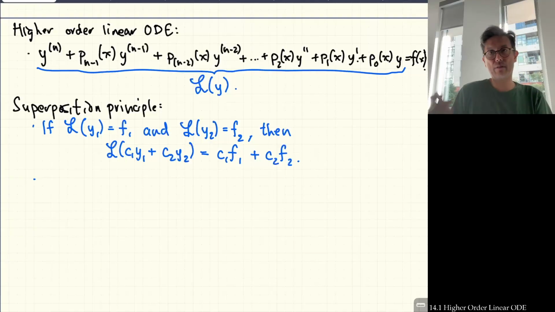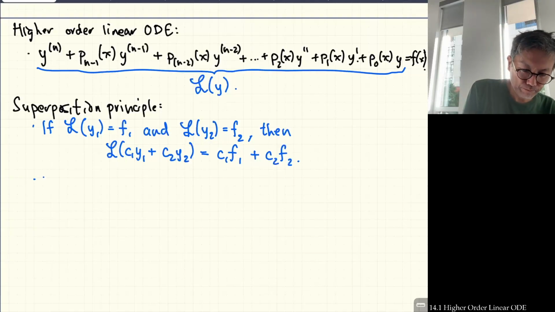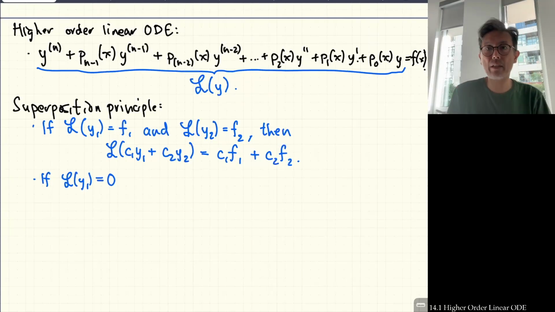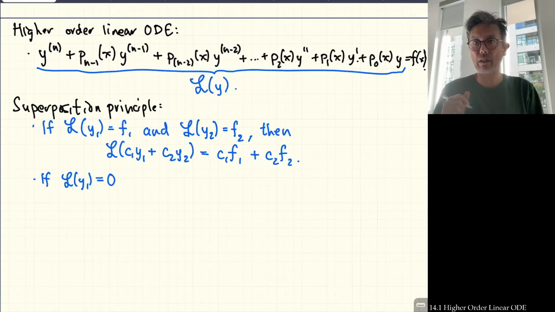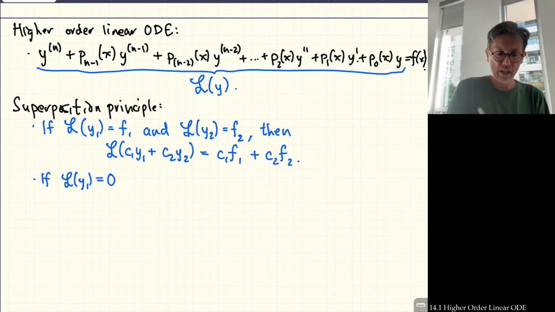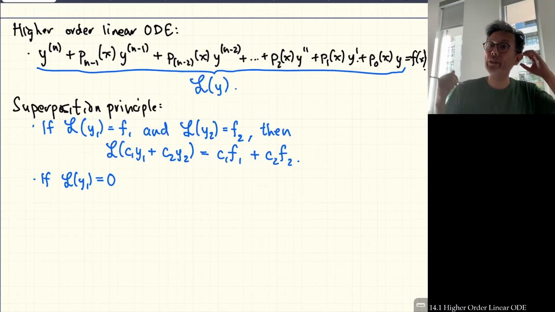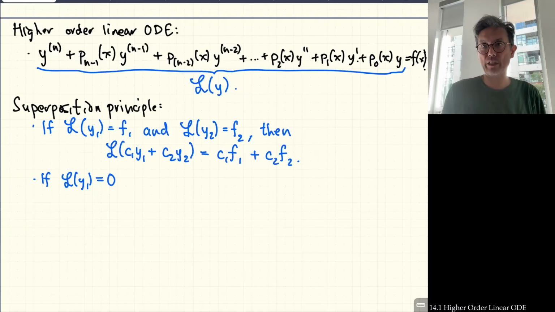And in particular, if L of y1 is equal to 0, meaning that y1 is a solution to the homogeneous higher order linear differential equation. Remember, a linear equation is homogeneous if this f of x over here is 0. So what I'm saying is y1 is a thing which, when we plug it into the left-hand side of this equation, we get 0.